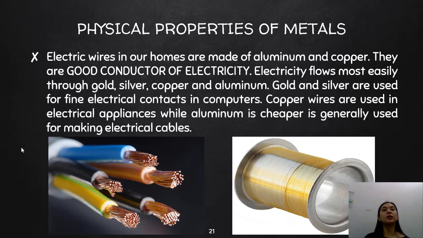And another physical property of your metals is that they are good conductors of electricity. So if you take a look here, electric wires in our homes are of course made of aluminum and copper, and electricity flows most easily through gold, silver, copper, and aluminum. Gold and silver are used for fine electrical contacts in computers. Copper wires are generally used in electrical appliances, while aluminum is cheaper and is generally used to make electric cables.